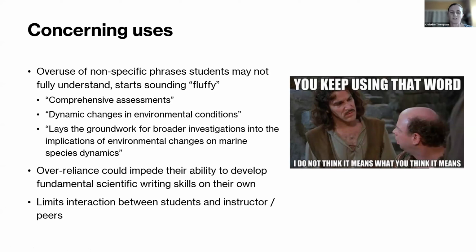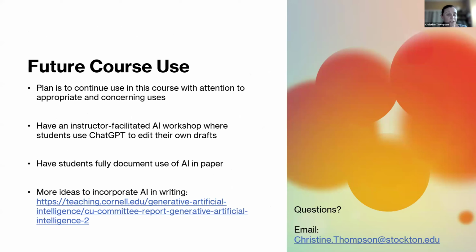So finally, my plan is to continue using this, showing them appropriate and concerning uses. Next year, I might implement an AI workshop where the students are going to be allowed to use ChatGPT to edit their own drafts and edit the content. And maybe, as I learned from today, have students fully document where AI is being used in the paper. Those examples were what I had suspected, but it wasn't clear in the papers what was being used.